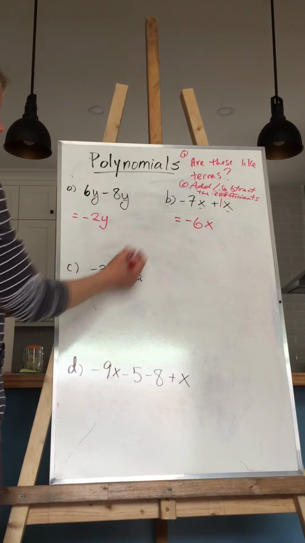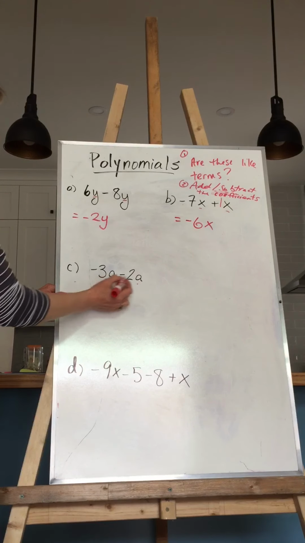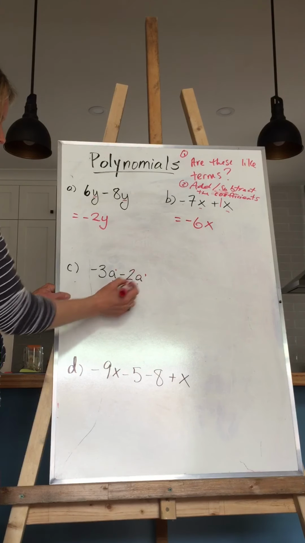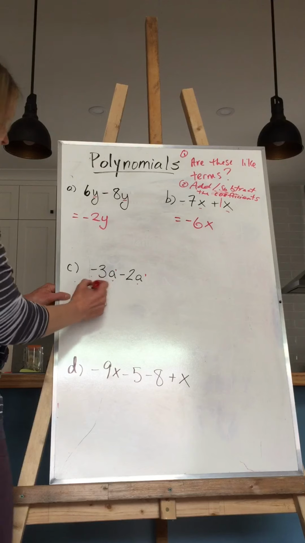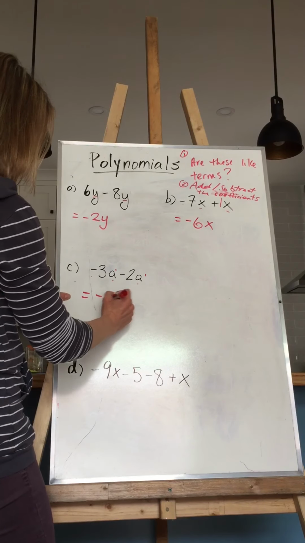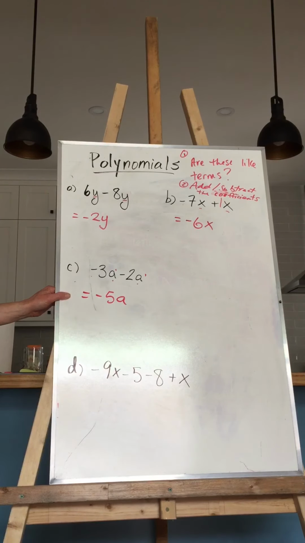Okay, first question. Are these like terms? Yes, they are. They're both a's. They both have an exponent of 1. So negative 3 minus 2, that's negative 5. And don't forget the a.